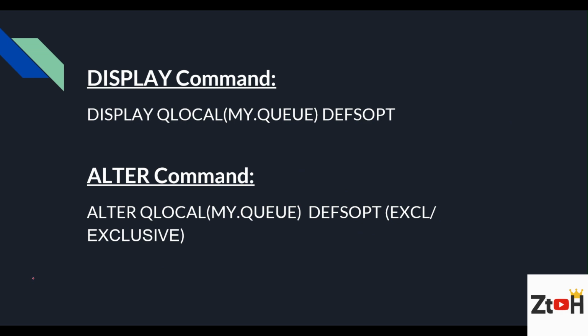Now let's see how we can display and alter. Here for example, I have taken a local queue of name my queue. If we want to display default share option for my queue, we need to issue the command display queue local of queue local name and default share option. If we need to alter the default share option in my queue, we need to issue the command as alter queue local of my queue default share option exclusive. Here we can use both EXCL or exclusive.